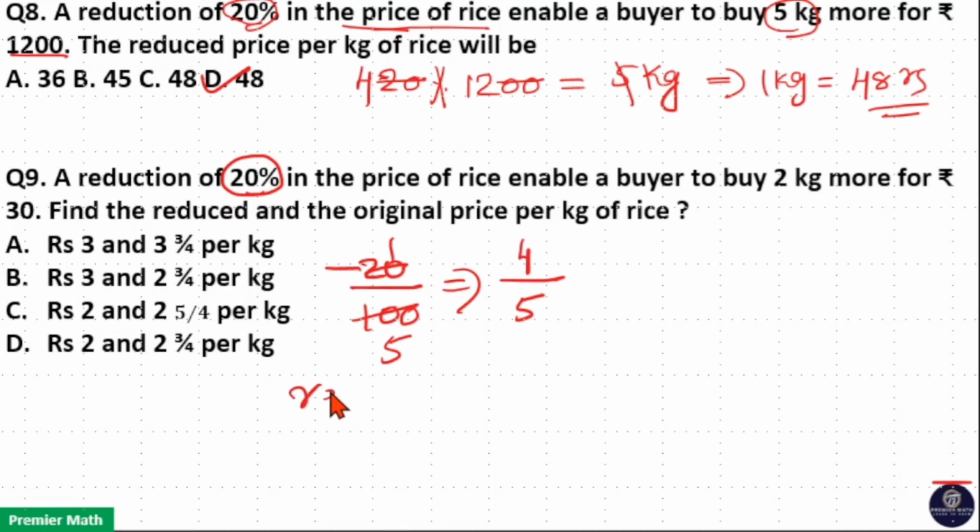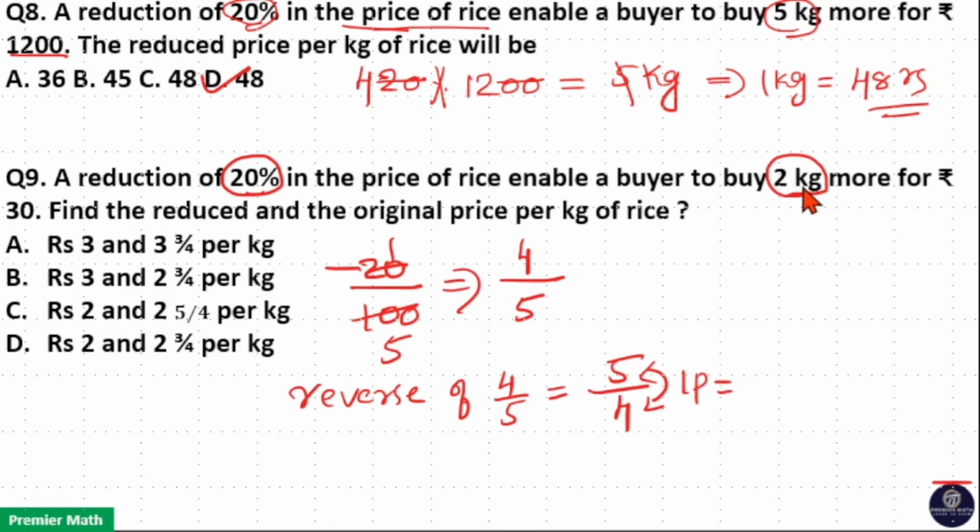So take the reverse of price ratio, which is equal to 5 by 4. Now this is the quantity ratio. That is, here 2 kilogram is the difference in quantity. That is 5 part minus 4 part is equal to 1 part. This 1 part is equal to 2 kilogram given in the question. That is 2 kilogram is the extra quantity here. Now if 1 part is 2 kilogram, 5 part is equal to 5 into 2, 10 kilogram. And 4 part is equal to 4 into 2, 8 kilogram.